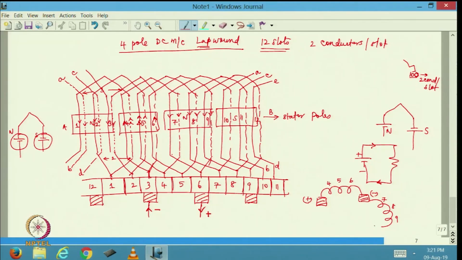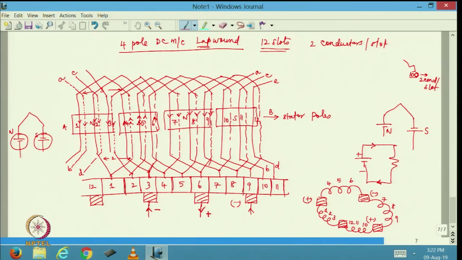3 coils will be connected like this and I will have a brush here which will actually be a positive brush again. Between this plus and another minus, which is going to be connected to commutator segment number 9, I am going to have 3 more coils connected, which will be 10, 11 and 12. Obviously between these two I will be having 1, 2, 3. These are the coils connected.